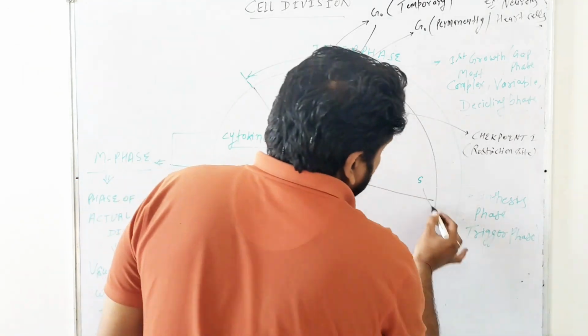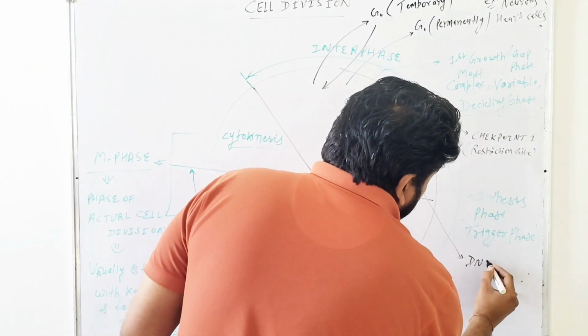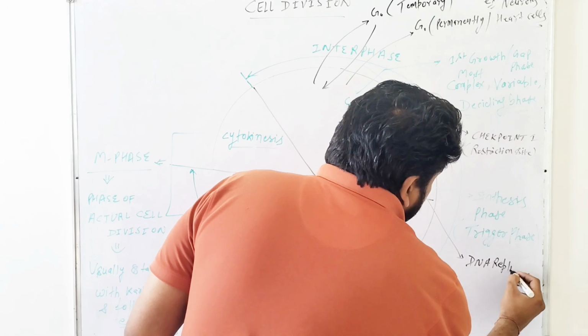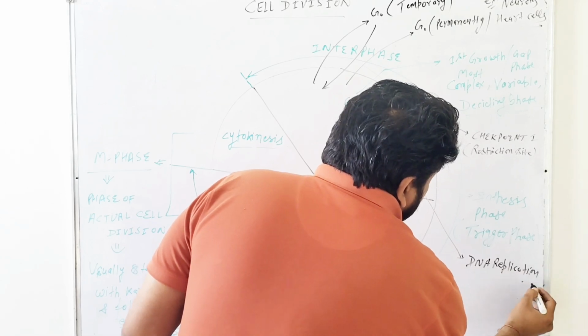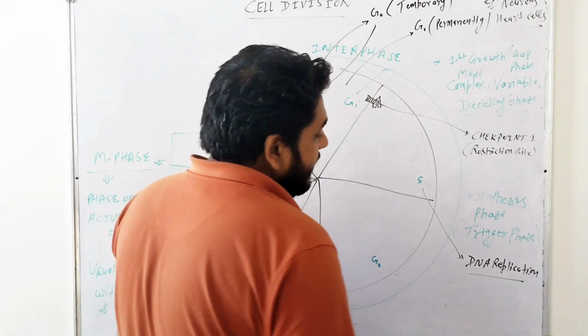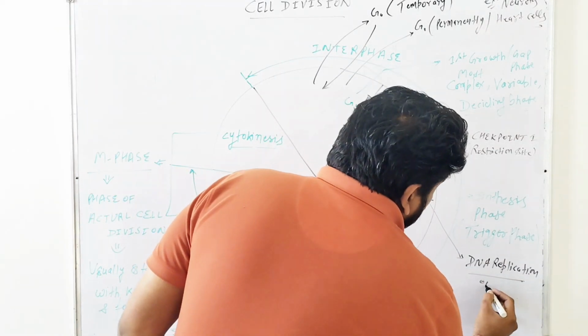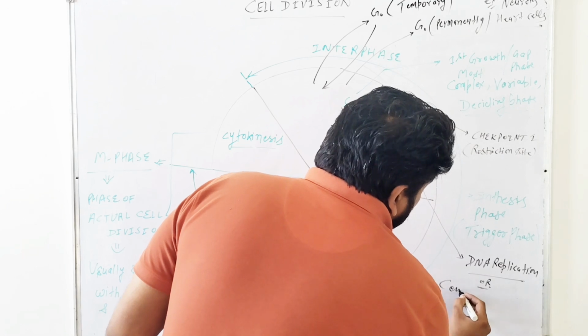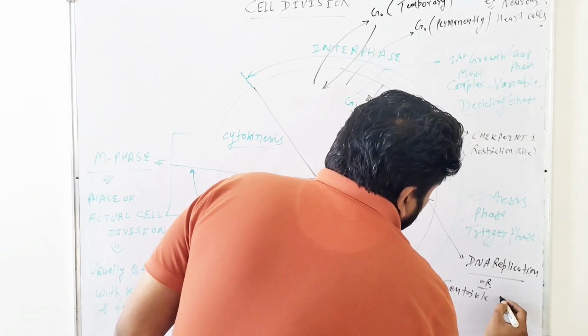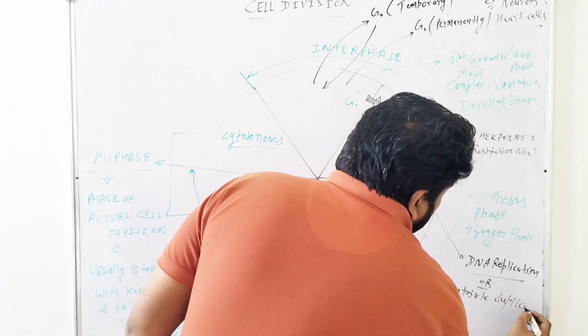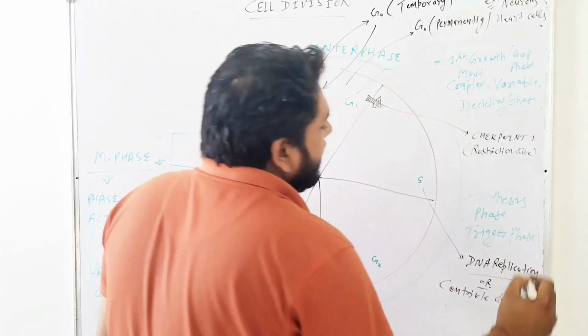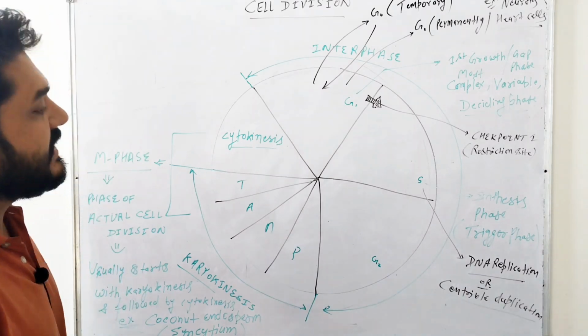What happens in the S stage? DNA replication happens. DNA makes its copy. And what other thing happens? Centriole duplication happens in this stage. The centriole gets doubled and DNA makes its copies. In what stage? S stage.